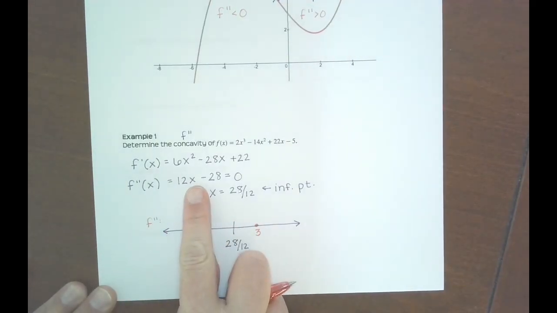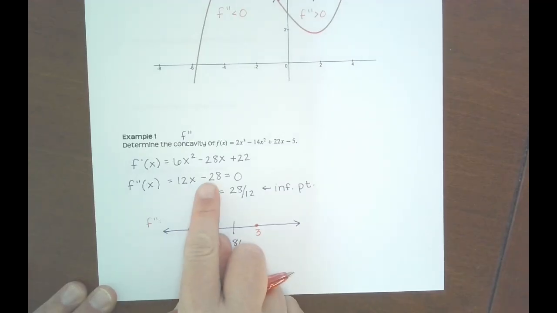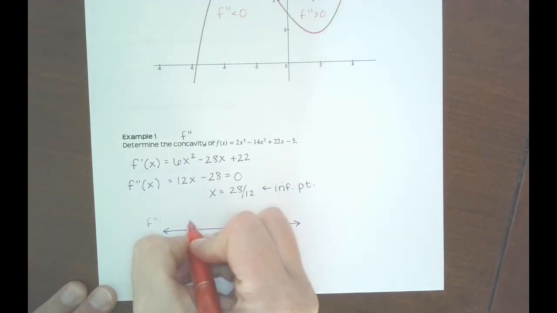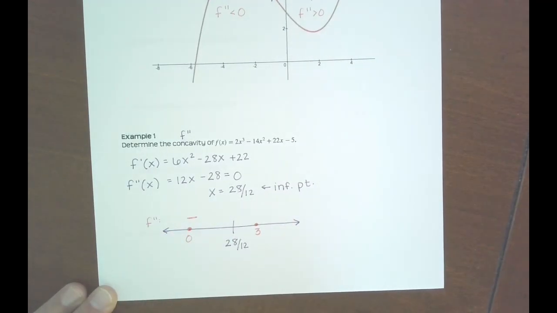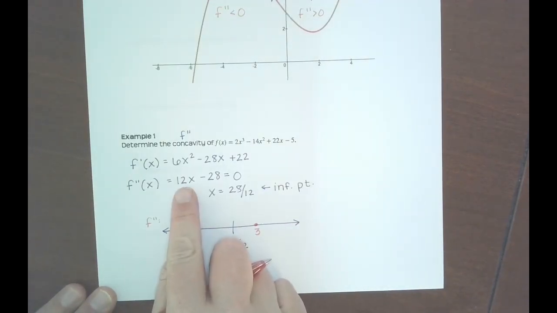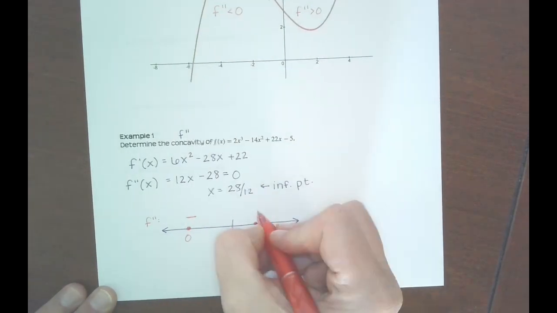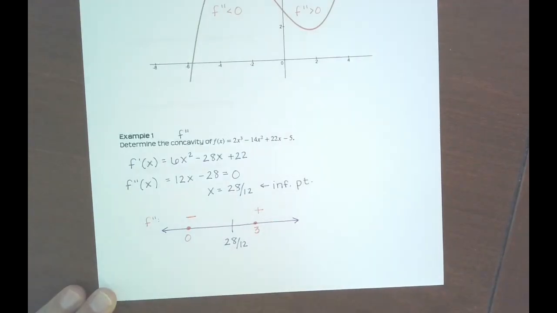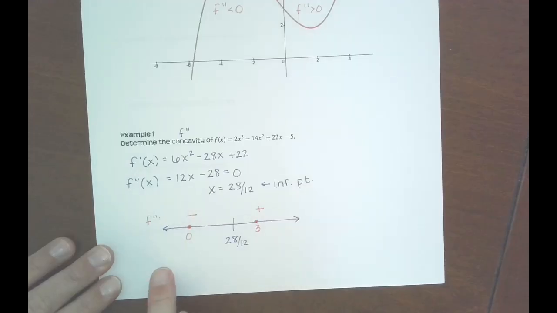Okay, so here's my second derivative. If I put a 0 in there, I'm going to get a negative 28 out. So that means that this all has a negative second derivative. If I plug in something like 3, 36 minus 28, that's going to come out to be something positive. So to answer this question, because remember, this isn't enough to answer the question.